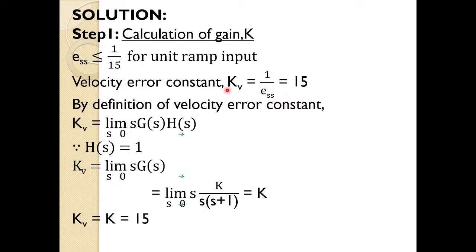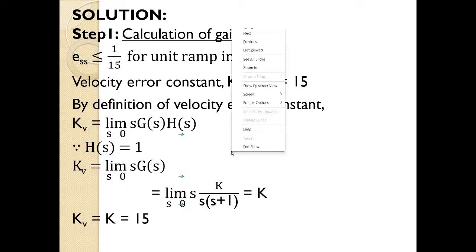So ESS is equal to 1 by 15. Therefore, velocity error constant kV is equal to 15. Okay, so kV is equal to 1 by ESS. So kV value will be equal to 15. So we already know that.